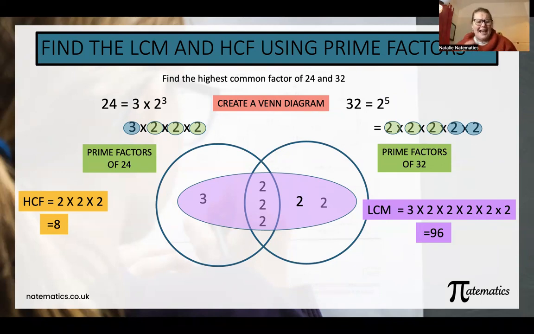You're always going to get a smaller answer for your highest common factor than you are for your lowest common multiple. Even though it's the lowest, again, this is where you've just got to be careful. Make a note: multiple, higher; factor will be lower. Okay, and I think that is definitely the last one.